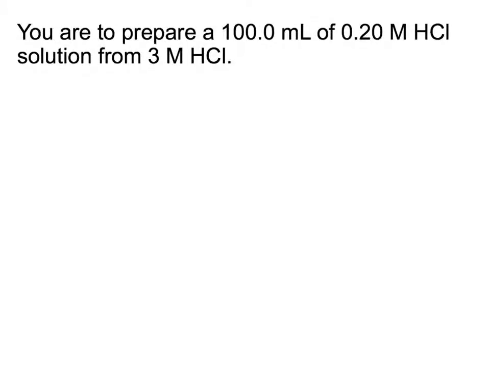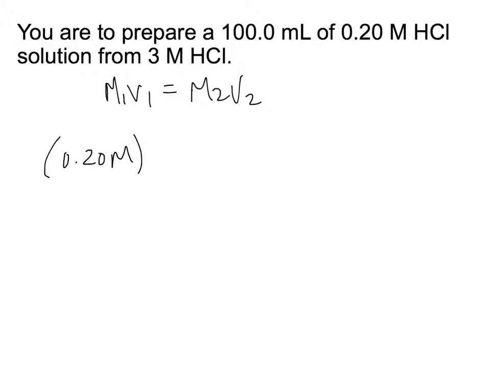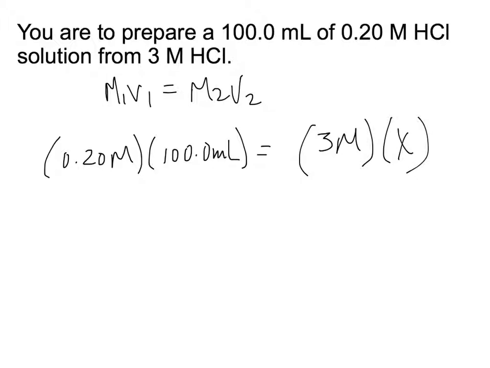Okay, last one, and you guys will get some practice. Let's say I want to prepare 100 mils of a 0.2 molar hydrochloric acid solution from a 3 molar stock solution. So once again, let's look at the formula. M1V1 equals M2V2. Let's see, initial molarity, 0.20 molar. And this is going to be 100 mils. And it looks like the other one is 3 molar, and I do not know the volume. Okay, so I need to rearrange and get X by itself. That means I'm going to divide this side by 3 molar.